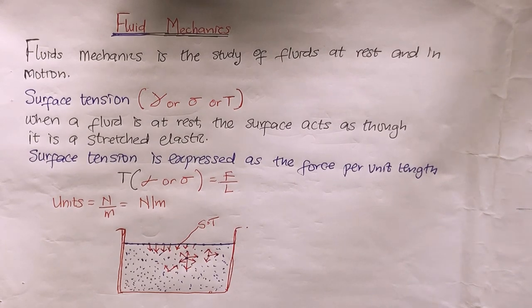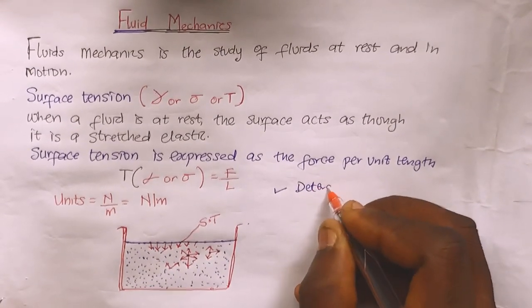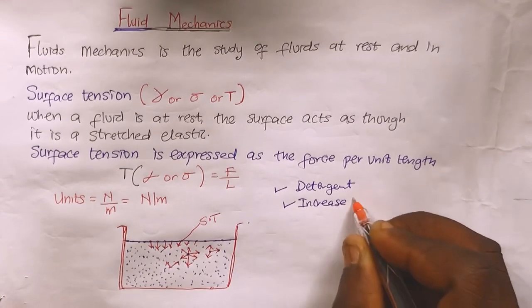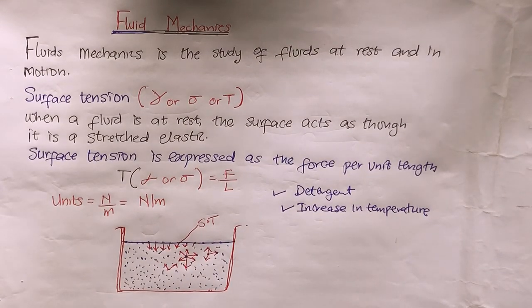Now, let's talk about the factors that can reduce the surface tension of a fluid. That means we are talking about detergent. We have soap. If you add soap to water, it is going to reduce the tension of the water. Another thing that can reduce the surface tension of a fluid is an increase in temperature, because the more you increase the temperature, the more the surface tension is reduced. So the two factors that can affect surface tension are, first, detergent, and second, an increase in temperature. These are the two major factors that affect the surface tension of a fluid.